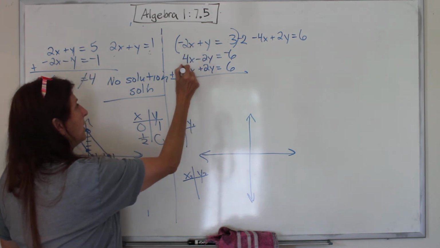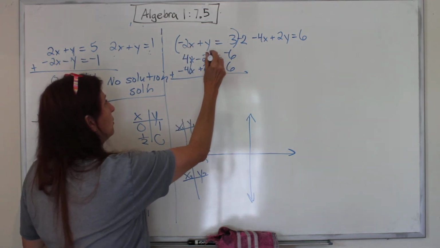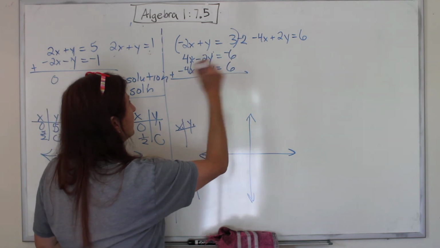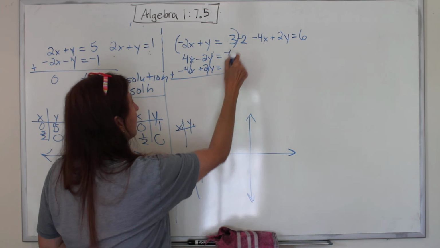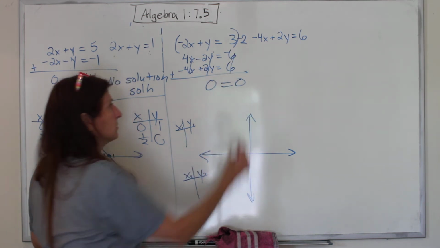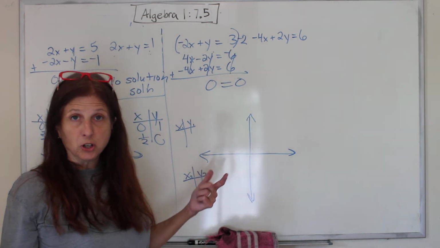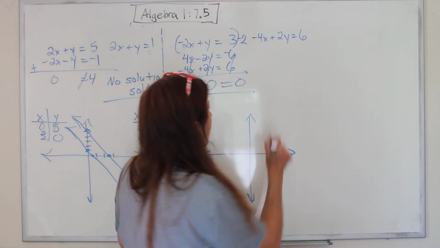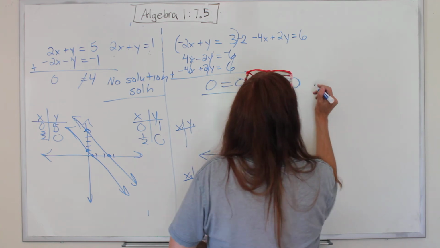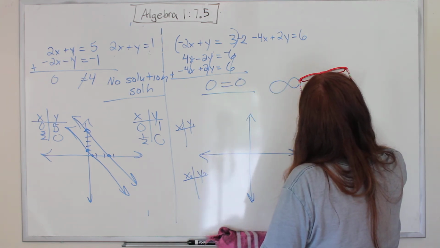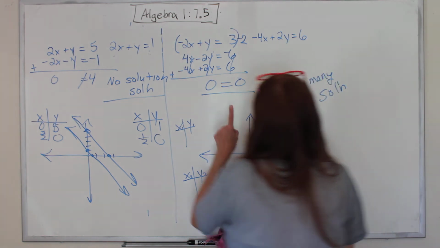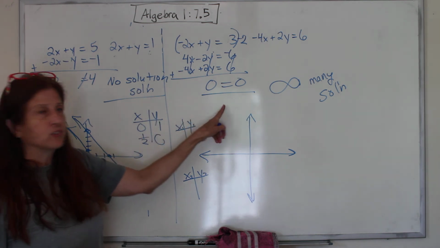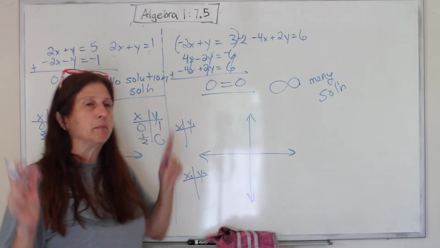Okay, so 4x minus 4x, those cancel out. -2y plus 2y, those cancel out. -6 plus 6, those cancel out. So I end up with 0 equals 0. That's true, but weird. If you suddenly get something weird and true, the answer is infinitely many solutions, which actually means, well, I won't tell you yet. So, weird and false, no solution. Weird and true, infinity. Infinitely many solutions.